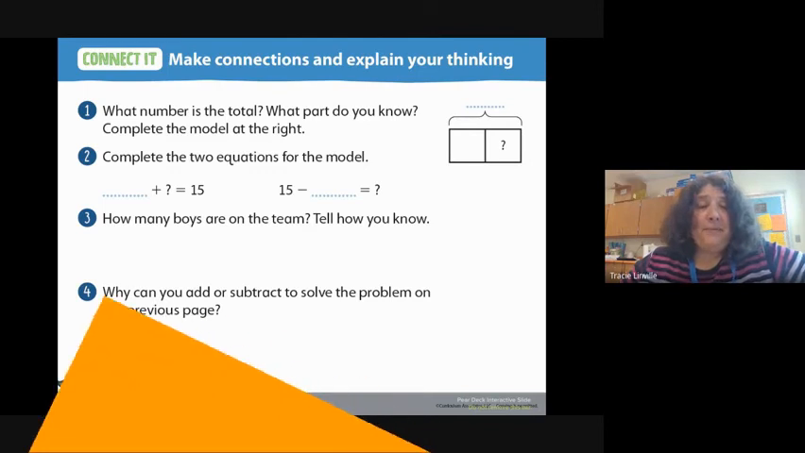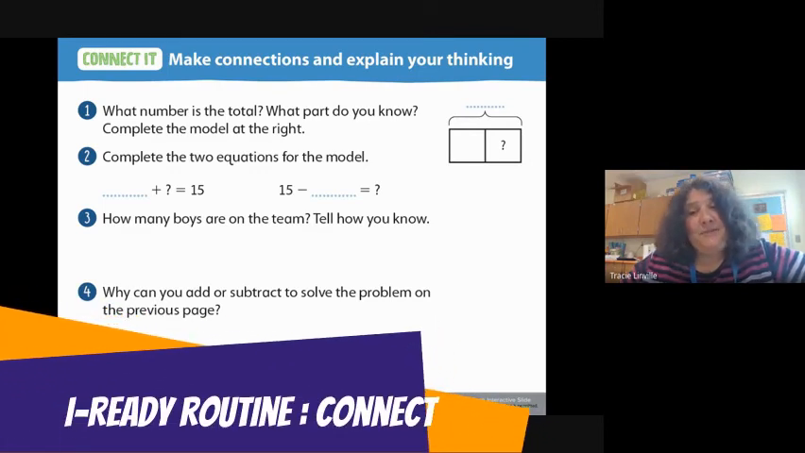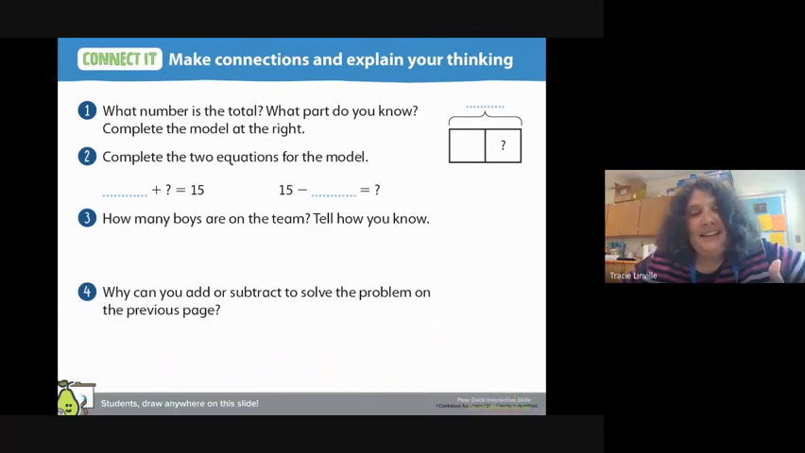The final step in the try, discuss, connect routine is connect. So this gives a chance for the kids to think about the strategies they've seen through the discuss it models and connect it to a whole new problem, to apply it to something new. Did they understand the strategies that they were shown? Do they understand how to read the problem? Right here is their chance to show it.